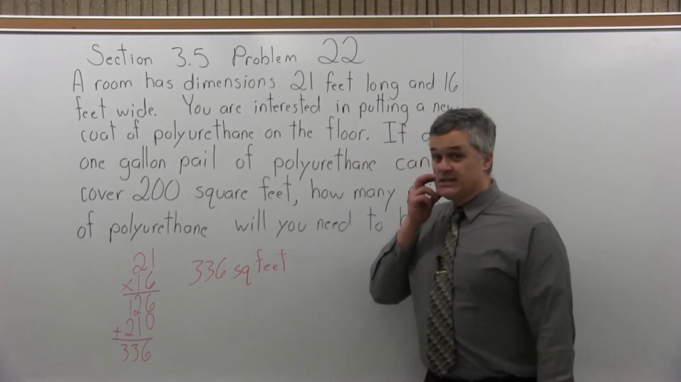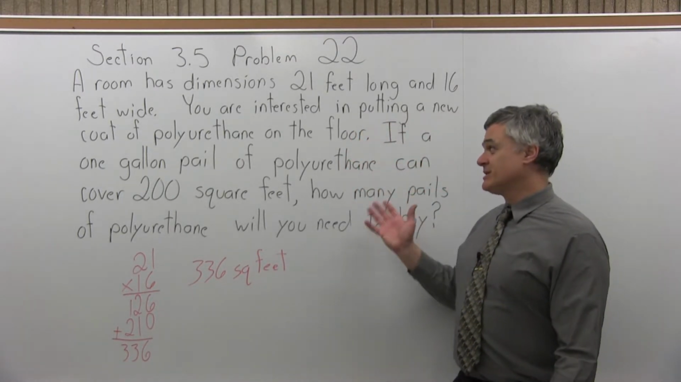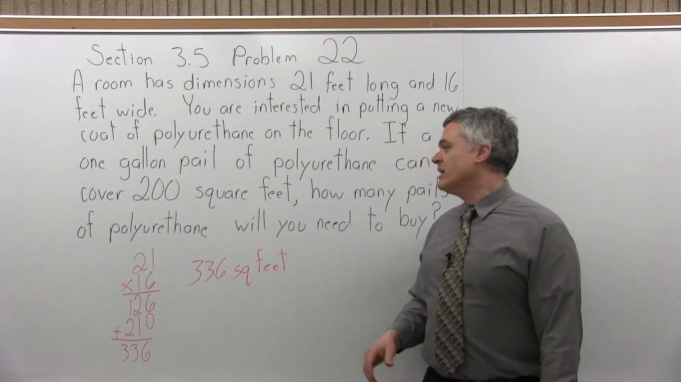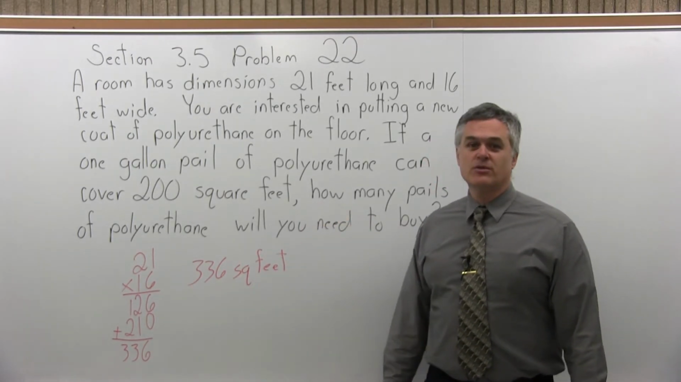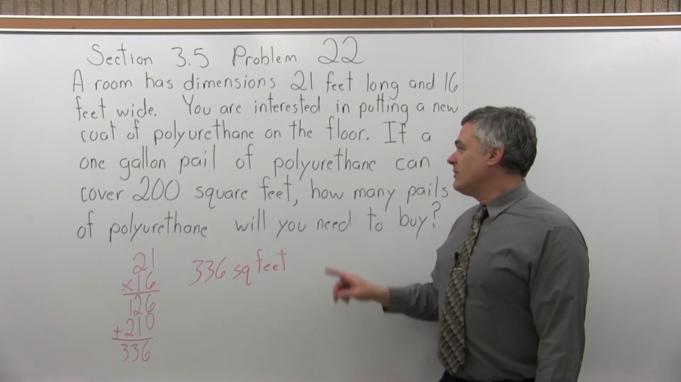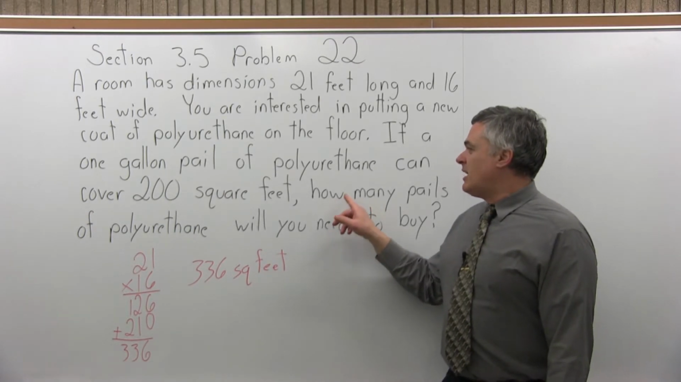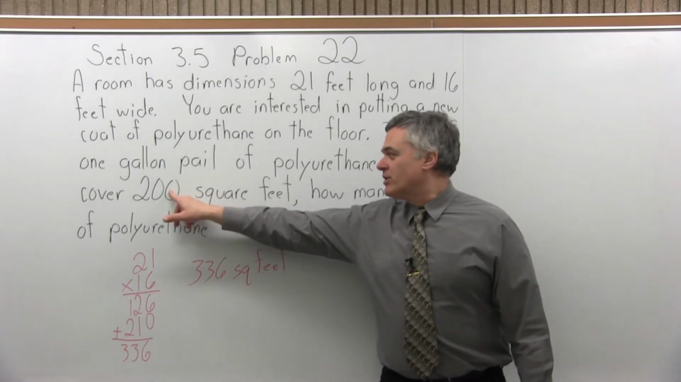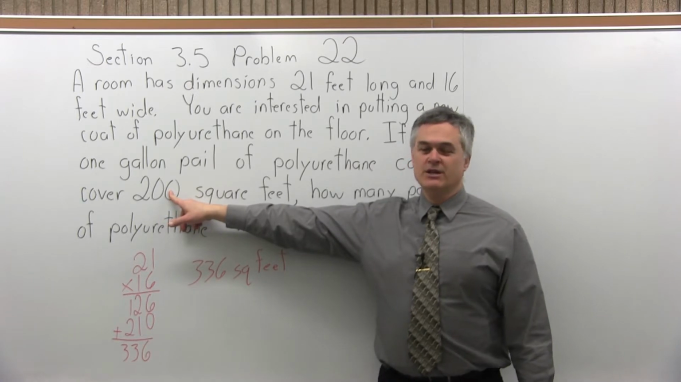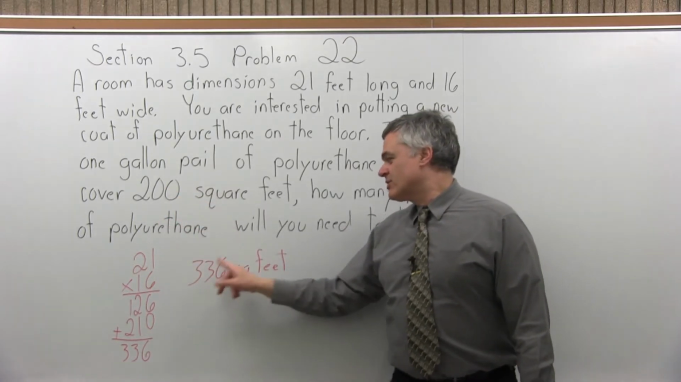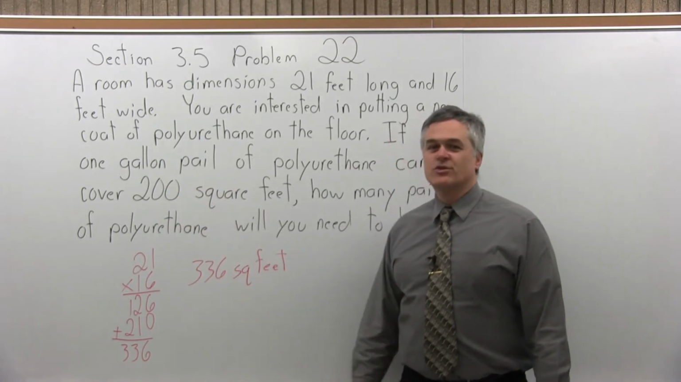Now, that's not what the question asks. The question doesn't ask how big is the room. I mean, it's something you need to figure out. The question asks how many pails of polyurethane are you going to have to buy? Well, they come in 1-gallon pails. 1 pail of polyurethane covers 200 square feet. So we need to divide, 200 divides into 336.